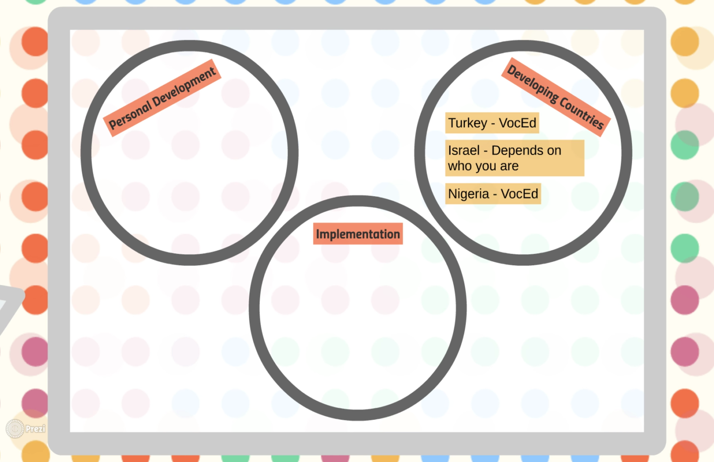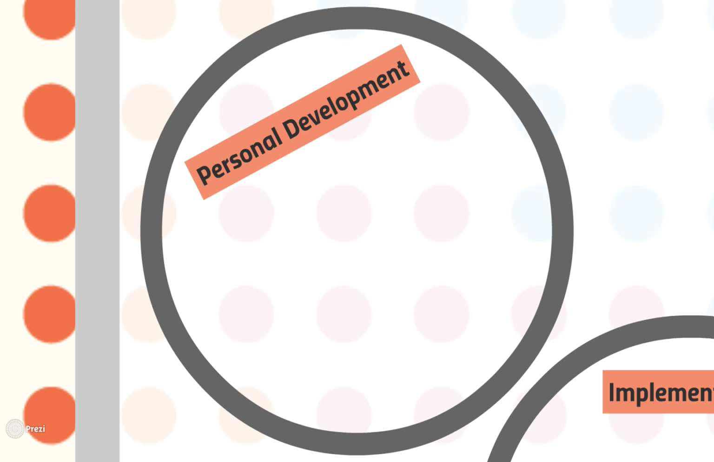Now, the reason why I added developing countries is because they have really an entirely different realm of debate than the vast majority of other examples you'll see. And there's a lot we can learn from the way developing countries actually implemented these two ideas. So first, personal development. This idea tends to lean very clearly towards liberal arts.